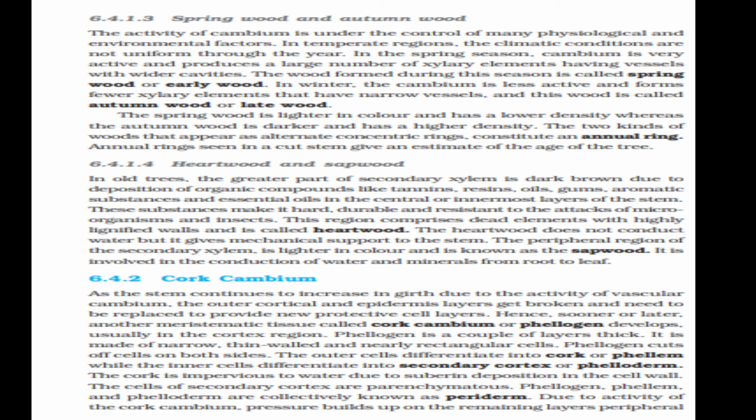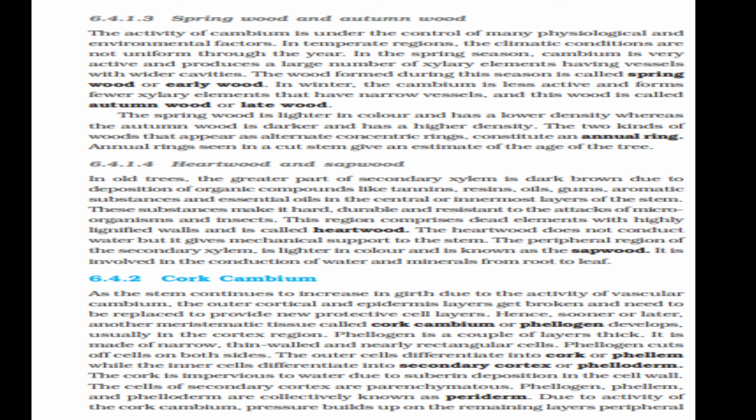6.4.2. Cork cambium. As the stem continues to increase in girth due to the activity of vascular cambium, the outer cortical and epidermis layers get broken and need to be replaced to provide new protective cell layers. Hence, sooner or later, another meristematic tissue called cork cambium or phellogen develops, usually in the cortex region. Phellogen is a couple of layers thick. It is made of narrow, thin-walled and nearly rectangular cells. Phellogen cuts off cells on both sides. The outer cells differentiate into cork or phellem, while the inner cells differentiate into secondary cortex or phelloderm.